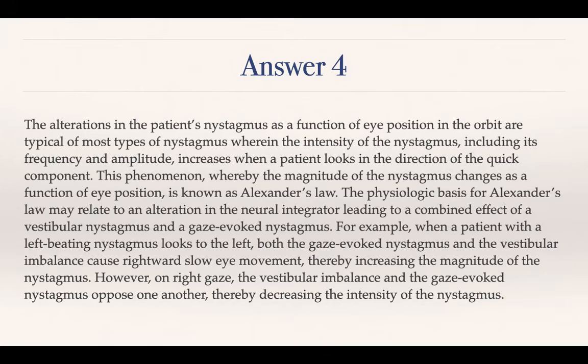On the left gaze it is left beating nystagmus. On the center gaze it is going to be left beating nystagmus. On the right gaze it is the interaction between the gaze evoked nystagmus and the vestibular nystagmus. A stage is going to be reached when the vestibular imbalance becomes less than the gaze evoked nystagmus, in which case you may start seeing a different direction. On the right gaze you will still see a right beating nystagmus of a lower intensity.